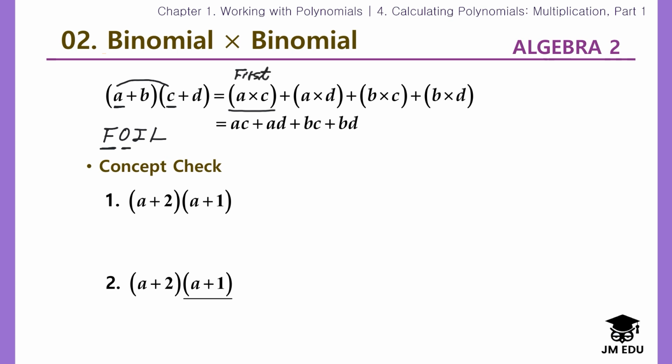O stands for outer, the product of the outside two terms. So A times D. Right here, that's outer. I stands for inner, the product of the inside two terms. So B and C. B times C, that's inner.